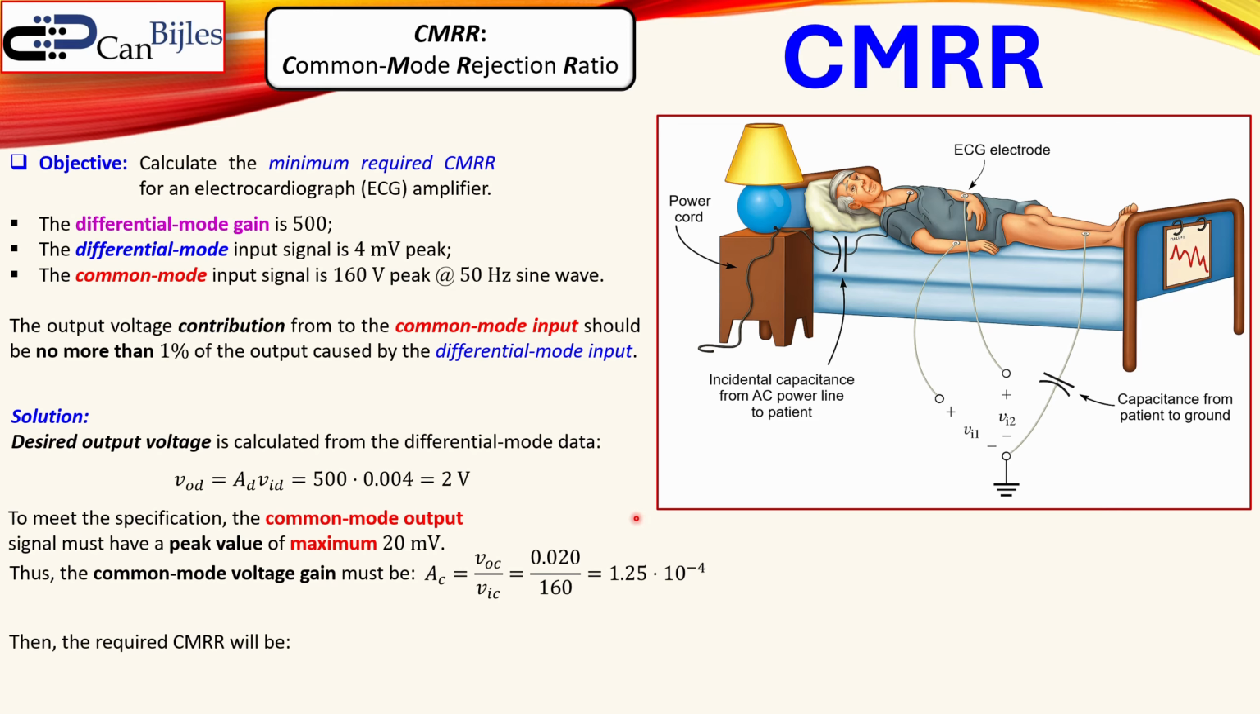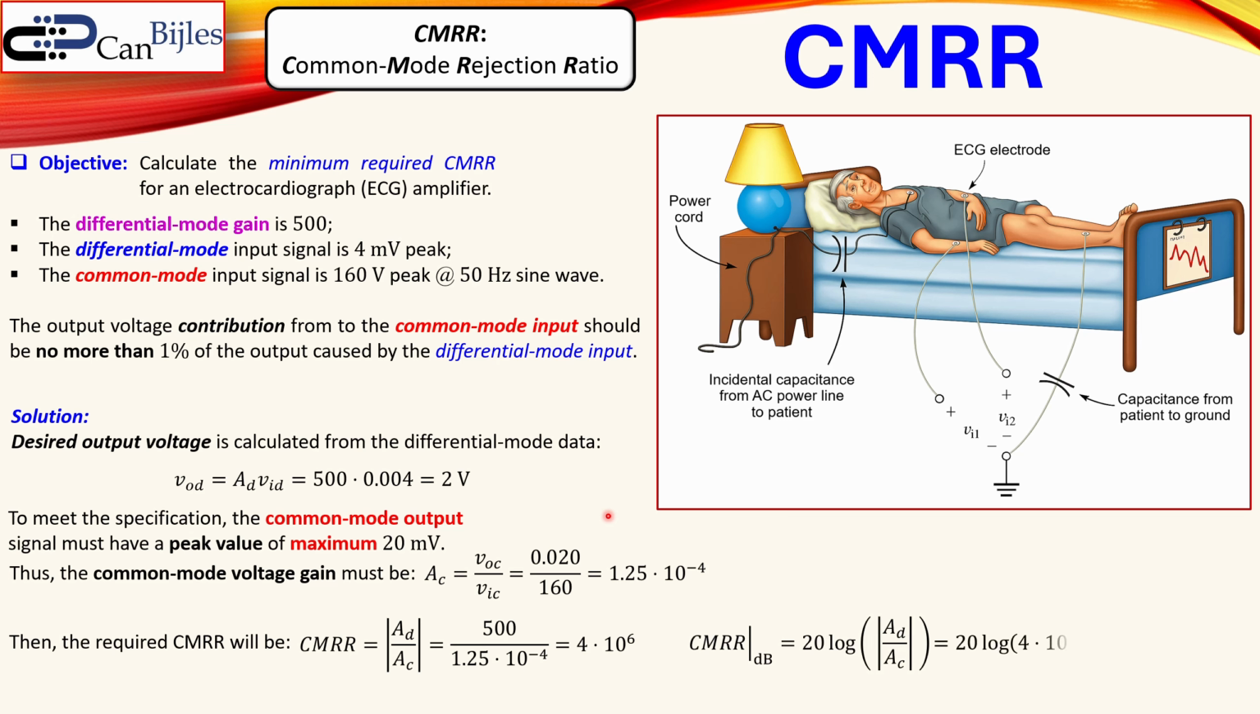Okay, so then the required CMRR for this situation can be calculated like so. We know our differential mode gain, we know our common mode gain. If you now do the math here, you get 4 million. That's our common mode rejection ratio. And how much is that in dBs? If you calculate that, it is 132 dB. This is quite large, and this is a performance we need for this condition.